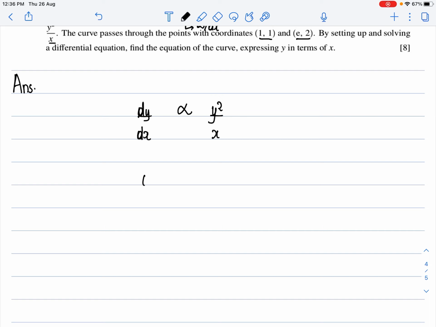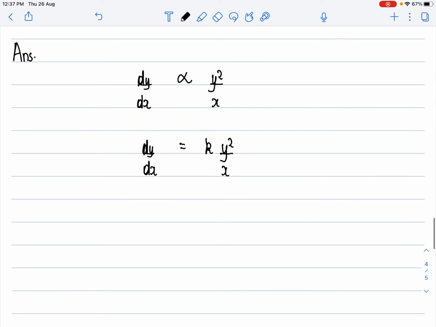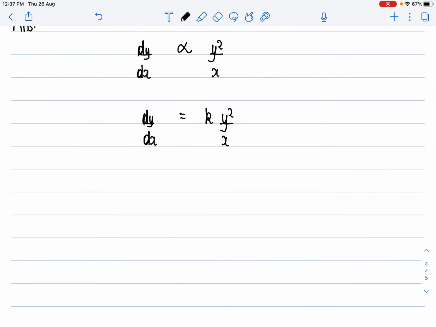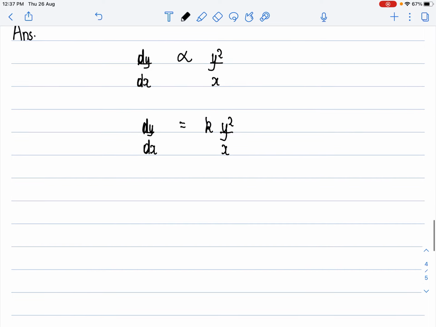Now, how do I set up an equation via this? I can write dy by dx equal to k into y square over x. You remember direct proportionality. Whenever it's directly proportional, I just multiply by k. Correct? Remember the concept of proportionality which we had even done in IGCSE. Now basically I need to start solving because this is my differential equation.